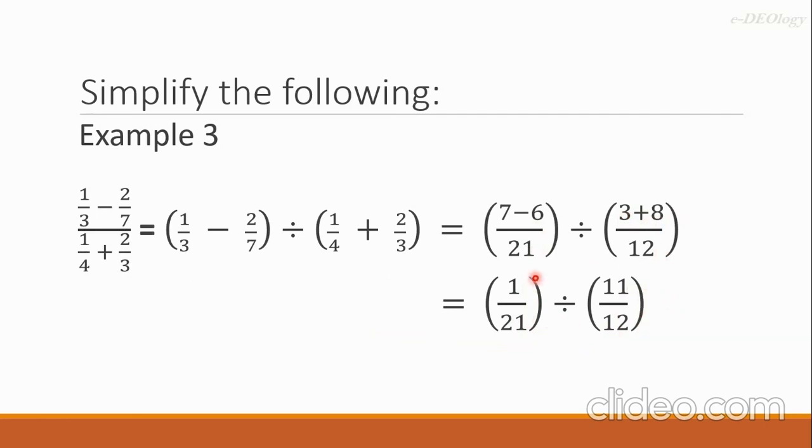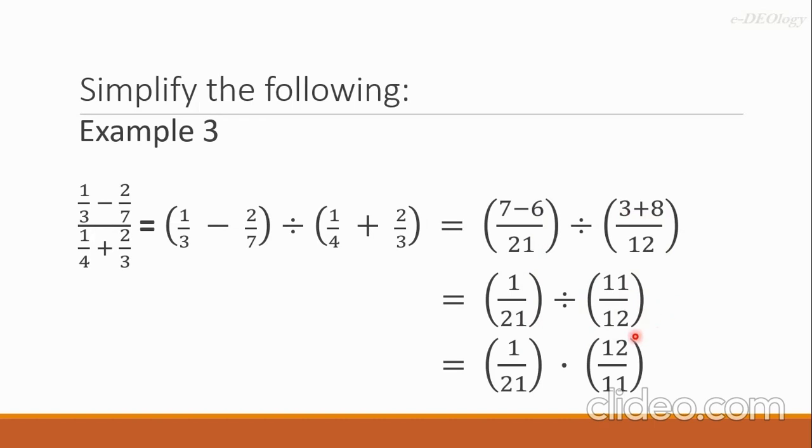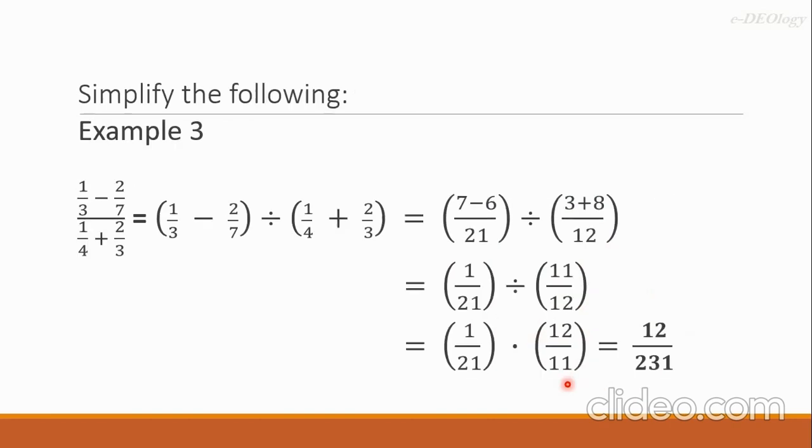So now our problem is a proper fraction divided by another proper fraction. So we're going to invert our divisor. 12 comes up, 11 comes down. The operation becomes multiplication. Then we'll just multiply and we will get our final answer. So 1 times 12 is 12. 21 times 11 is 231. So 12 over 231 is our final answer.